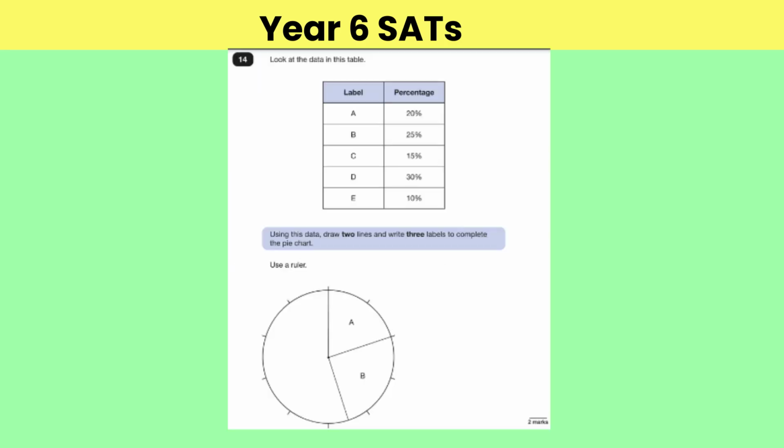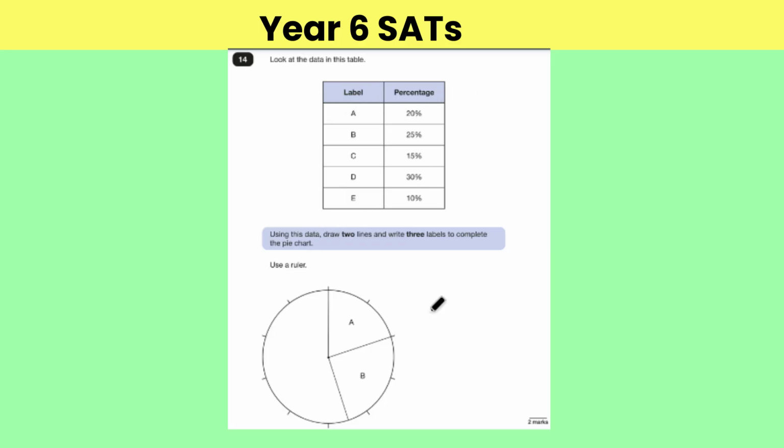Question 14. Look at the data in this table. So we've got label, and we've got letters and percentages. Using this data, draw 2 lines and write 3 labels to complete this pie chart. So we've got A and B, we need to put in C, D and E. This is actually quite a relatively simple pie chart question from what there could be really.